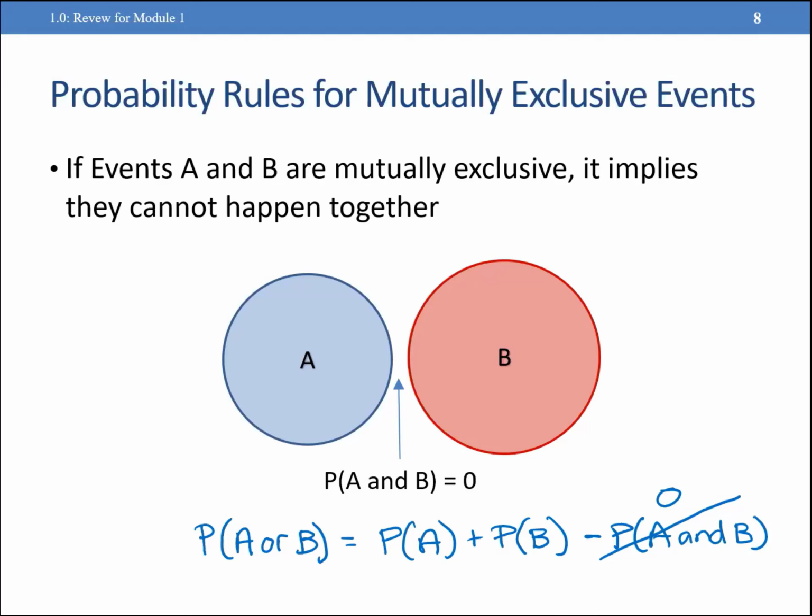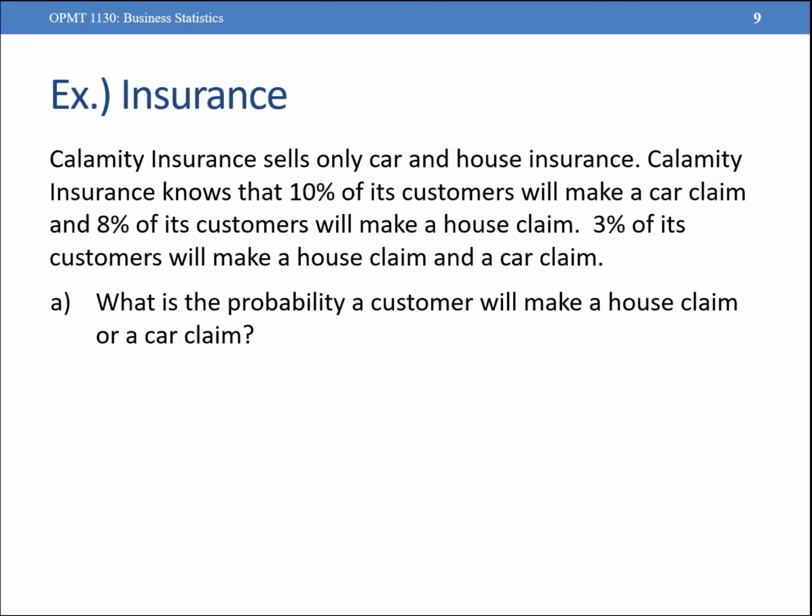Okay, let's get into some applications of this, or an example, I should say. Calamity Insurance sells only car and house insurance. Calamity Insurance knows that 10% of its customers will make a car claim and 8% of its customers will make a house claim. 3% of its customers will make a house claim and a car claim. What is the probability a customer will make a house claim or a car claim? A lot of information, so I'm going to try to organize this first.